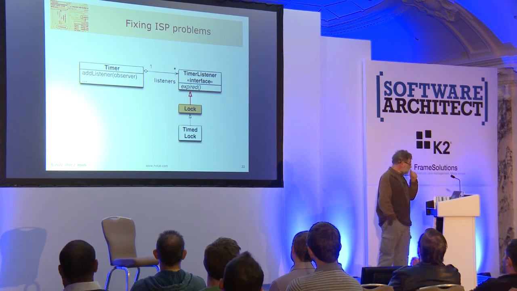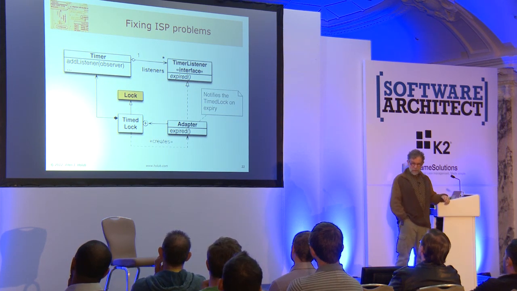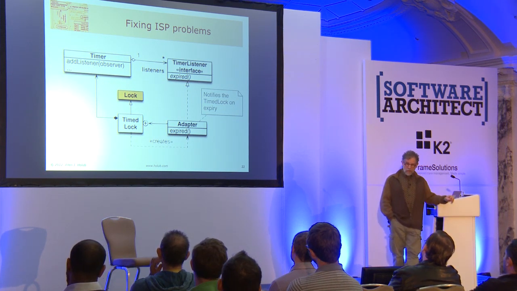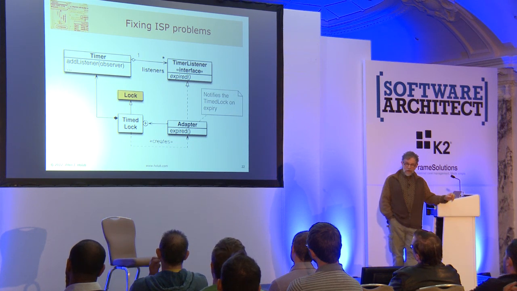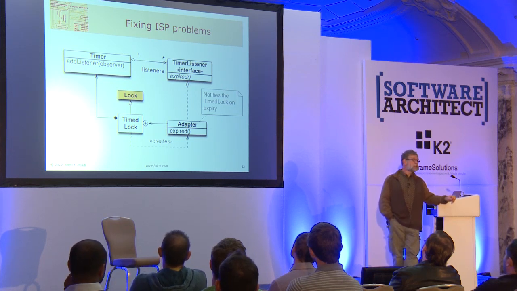So the solution looks a little bit more complicated, but is actually a little bit simpler. And there's an even simpler version of this we'll look at in a second. But the idea here, though, is that here I have the timer and the listener as I did before, but by using an adapter object, I can have a lock class that's just a lock, then I can extend it to have a timed lock, and now the timed lock uses the adapter.